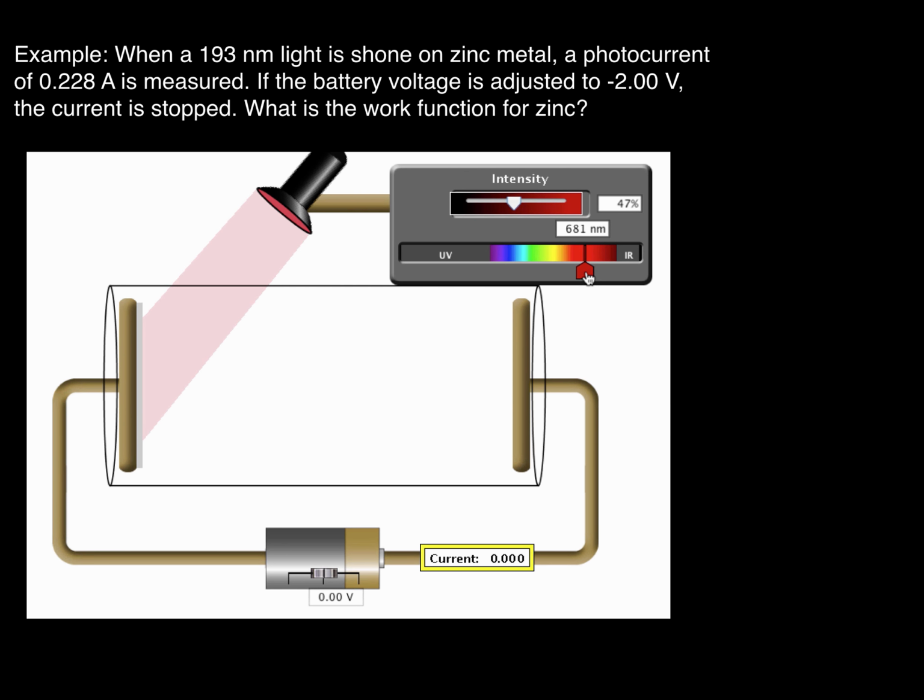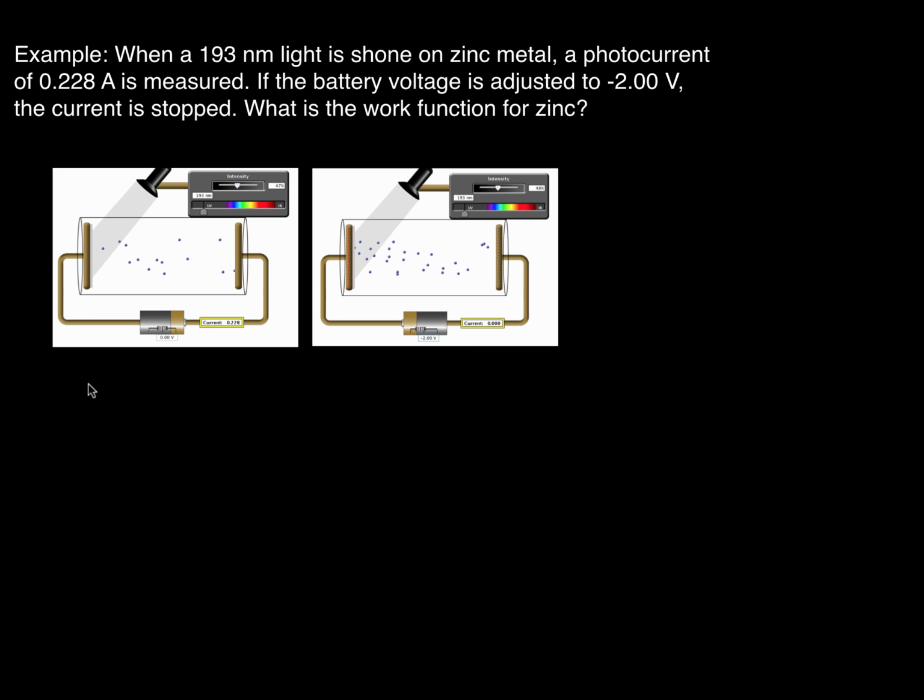As the light is increased in frequency, eventually the light will reach the threshold frequency, which will cause the electrons to be emitted at about 243 nanometers. We bring the slider all the way to 193, and we start adjusting the voltage to 2 volts. At 2 volts, the current stops and hits 0.